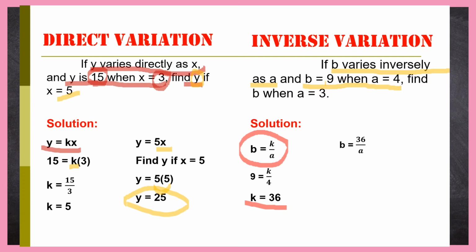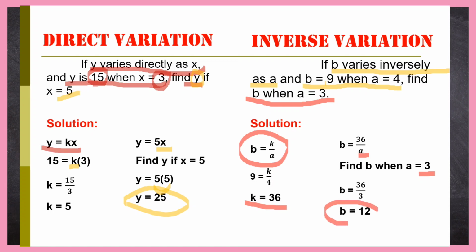And then let us find b when a is equal to 3. Substitute the value. So a is equal to 3. You will change the value of a here into 3. So we have 36 divided by 3. Then the final answer is b is equal to 12. This is the value of b when a is equal to 3. Okay, that is for inverse variation.